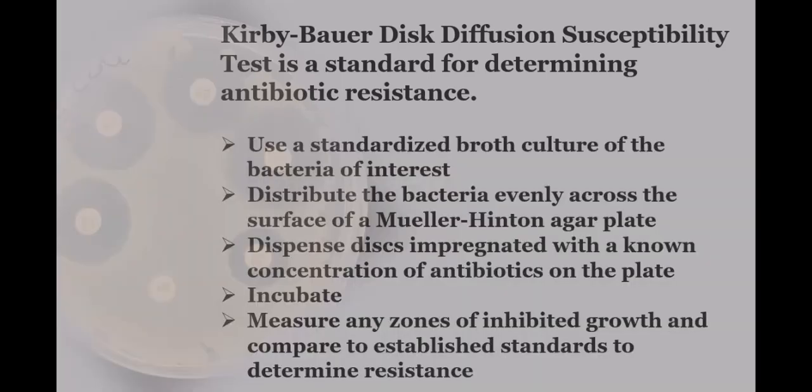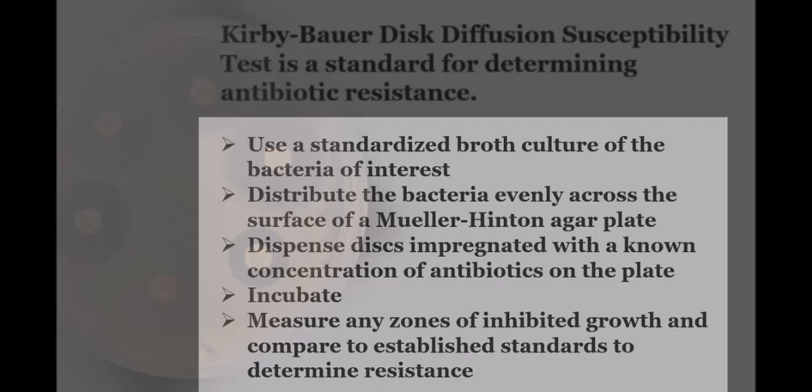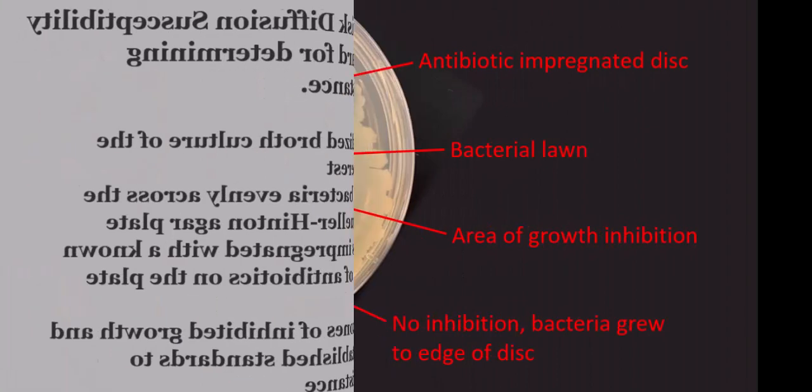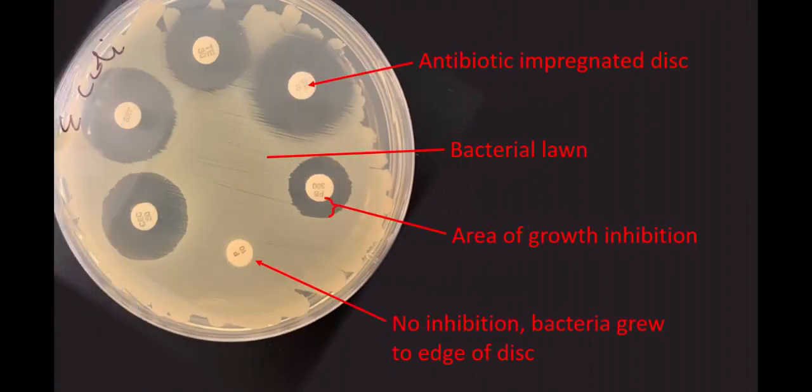The basic steps are: distribute the bacteria evenly across the surface of an agar plate, dispense discs impregnated with the antibiotics on the plate, incubate them, and then examine them to see if the bacteria can grow near that antibiotic or not. Ready? Let's get into the details and see that procedure.